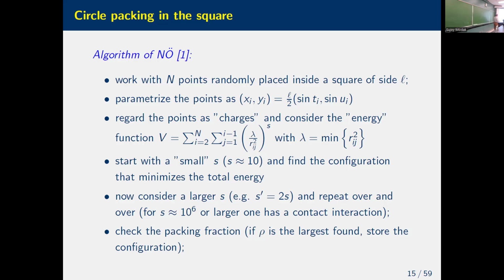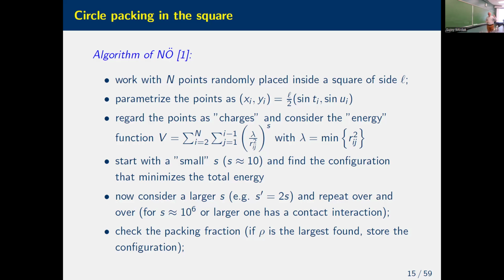This parameter lambda gives you at each step of the algorithm the minimal squared distance between points. So essentially, you end up at the end of the algorithm with a value of s which is huge, which mimics a contact interaction. Okay, really an explosive interaction. The disks at the points can only touch, but they cannot overlap. Okay, and you check the packing fraction.